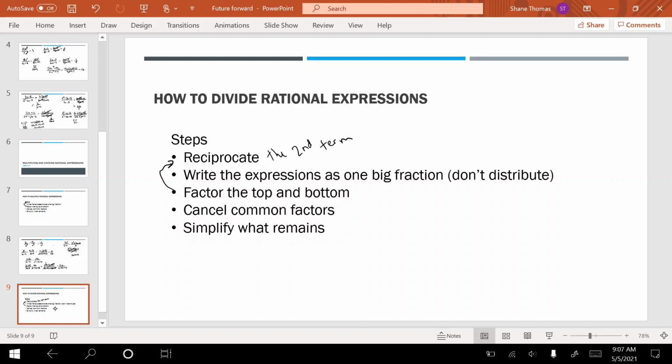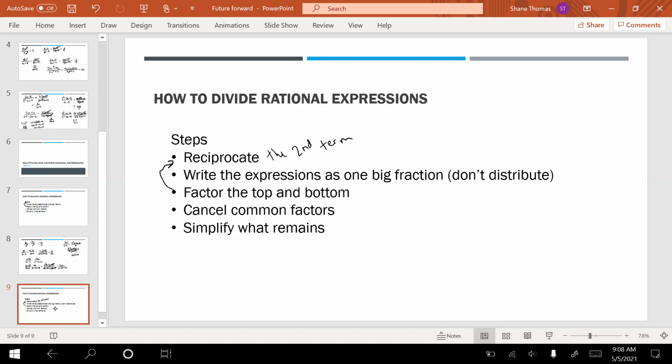Yeah, so all I did was reciprocate the second term. That's the same thing for these. Take the second one, flip it, change it to multiplication. So then nothing changes from what we just did in the last part of the lesson. Okay, flip the second one, factor everything, write as a giant fraction, and then cancel.